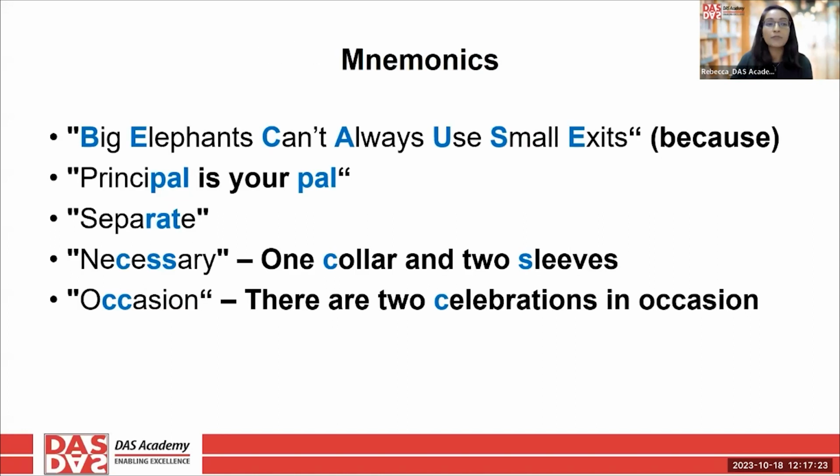All right? So similar for the word occasion. There are two celebrations in occasion to indicate that there are two C's. So these are just some examples. These help learners to spell the word and to remember the spelling in an easier way. All right?